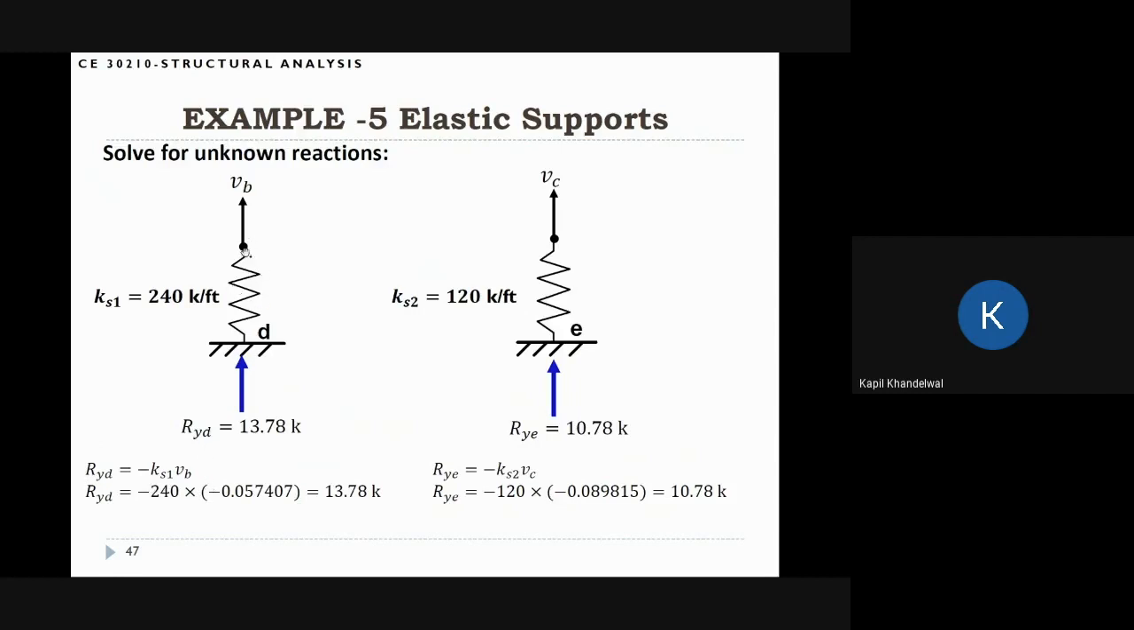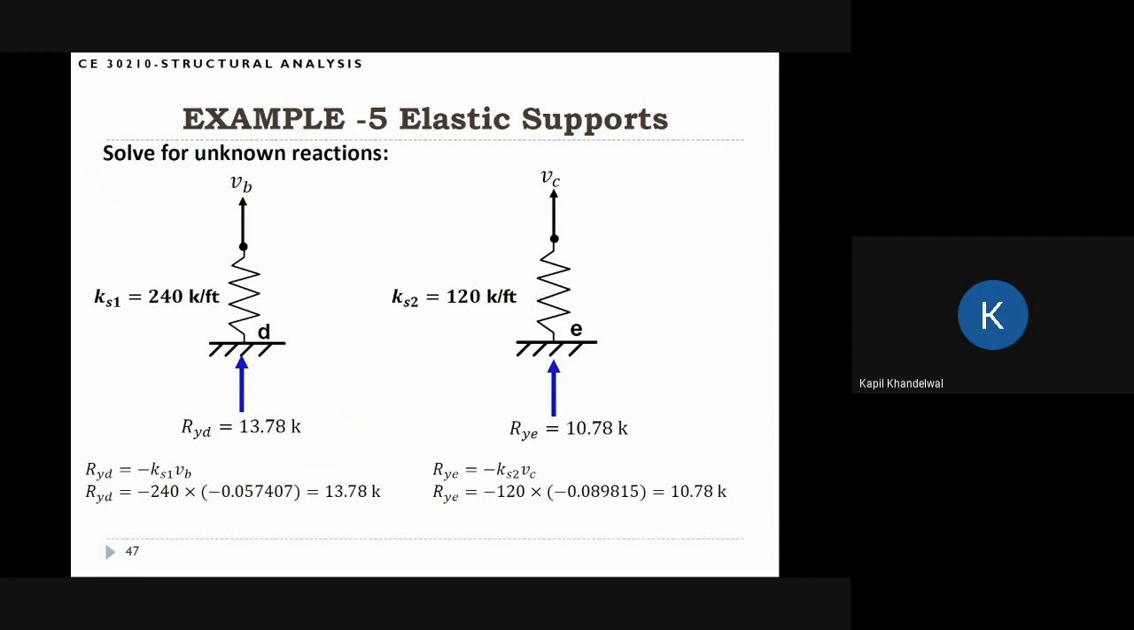If VB is positive, the spring is under tension, and this reaction should be negative because the reaction should then be downwards. That's the reason for the negative sign here. Similarly, I have done the same exercise for the second spring: minus KS2 times VC. If we do the algebra, we get the answer. The reaction at D is 13.78 kips, and the reaction at E is 10.78 kips.